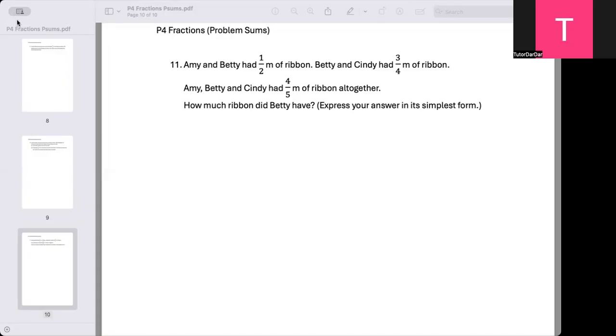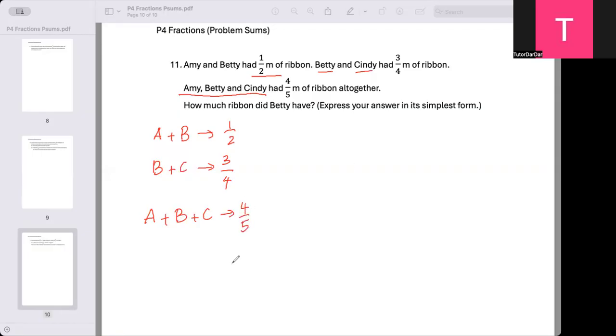Now, Amy and Betty had 1/2 meter of ribbon. So A plus B is going to be half. Betty and Cindy had 3/4 meter of ribbon. So Betty plus Cindy is going to be 3/4. Amy, Betty, and Cindy had, that means Amy plus Betty plus Cindy had 4/5 meter of ribbon altogether. A plus B plus C is going to be 4/5.